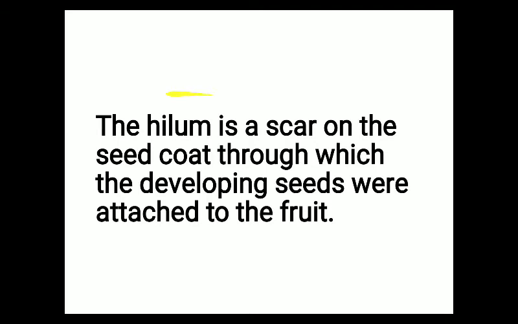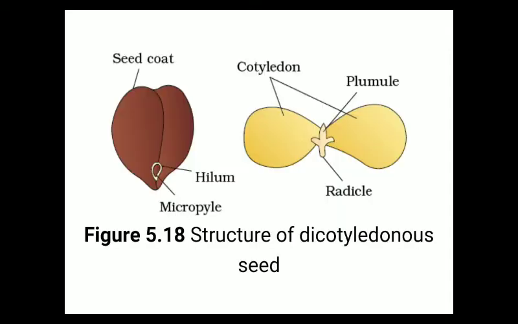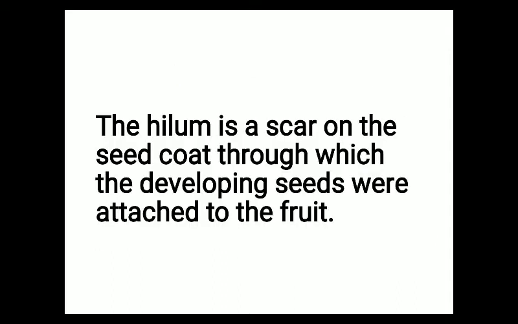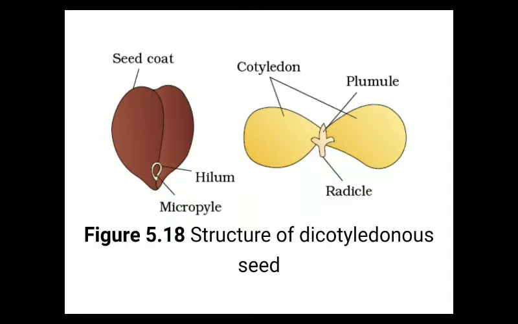So what is hilum? Hilum is a scar on the seed coat through which the developing seeds were attached to the fruit. In this diagram you can see that this scar-like structure is known as hilum. With this hilum, the seed remains attached inside the fruit. This brownish structure, in this gram seed, represents the seed coat, and inside the seed coat the embryo and cotyledon will be present.